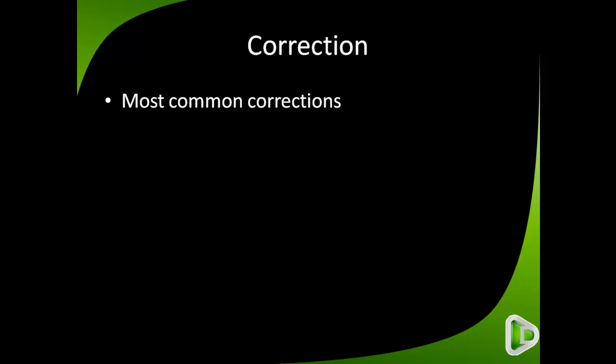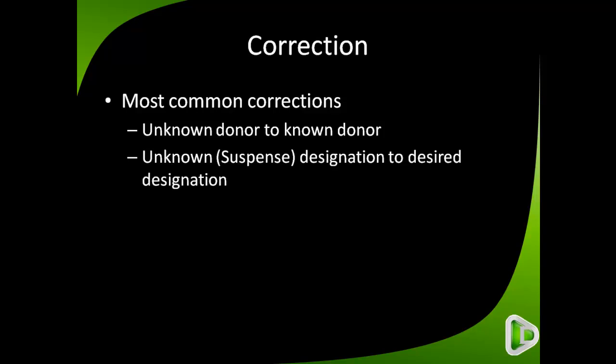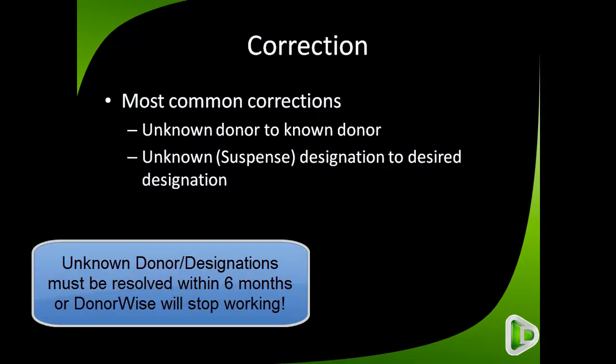The most common correction is to correct an unknown donor to a known donor, or an unknown suspense designation to a desired designation. Often gifts will come in and you may not know the donor or the intended designation, particularly if you receive gifts through the bank and it just appears on your bank statement. In these cases, you want to post the contribution as quickly as possible and then make the correction later, rather than hold on to it until you find out the correct information.